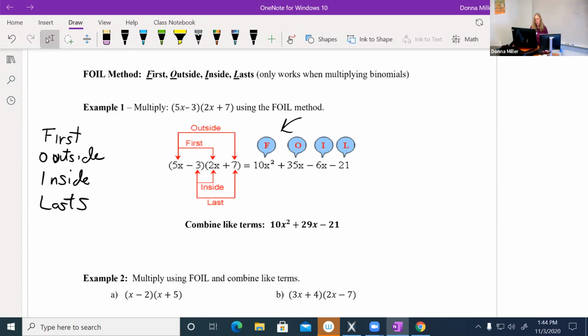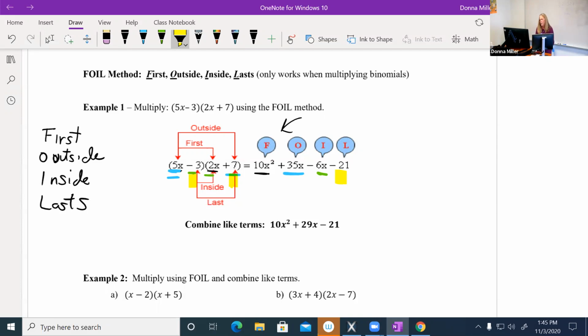Okay, so what she means by the first would be the first 2 terms here. So 2x times 5x would be 10x squared. That's your first. Your outsides are the two on the outside. So it's 5x times 7 would be 35x. Your insides would be the two in the middle. So -3 times 2x is -6x. And your last would be -3 and 7 would be -21. All right, so FOIL stands for first, outside, inside, last.